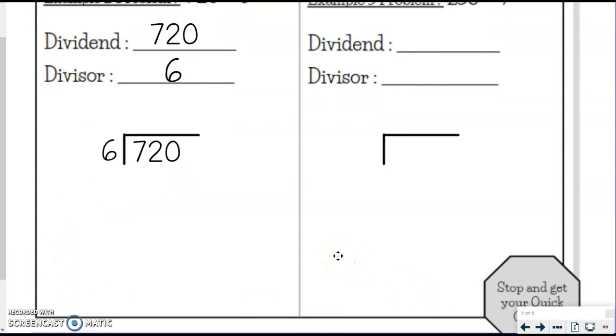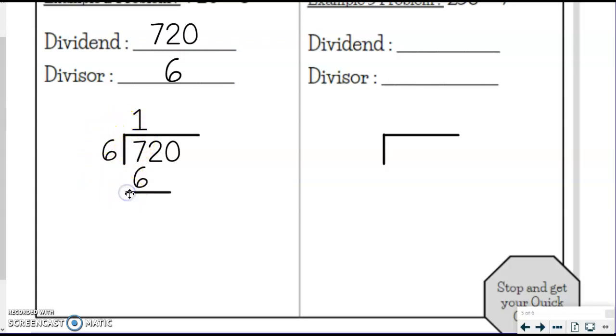Remember how we had the divide, multiply, subtract, bring down. Divide, multiply, subtract, bring down. Just kind of get that routine in your head. Okay, so we first check the first number, right? Can 6 fit into 7? It sure can. It fits in 1 time. Now let's multiply. 1 times 6 gives us 6.